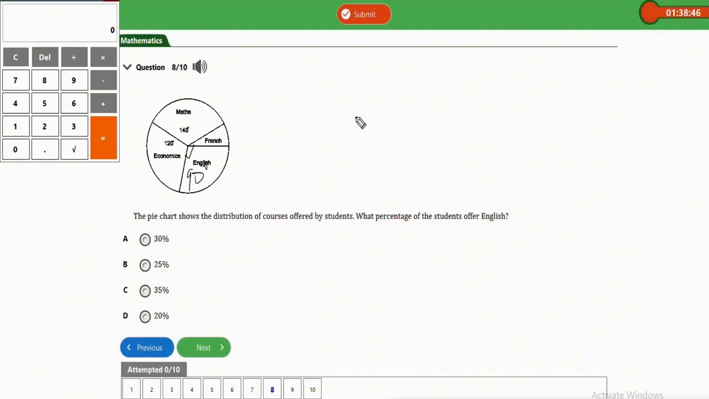So it's actually very easy. To get the percentage of the students that offer English, it will be 90 over 360. Since we are dealing with percentage, times 100 over 1. So let's punch this in a calculator. So we have 90 times 100, which will give you 9,000. Divide by 360. So we have the result of about 25%. It's as simple as this. The correct option is option B.